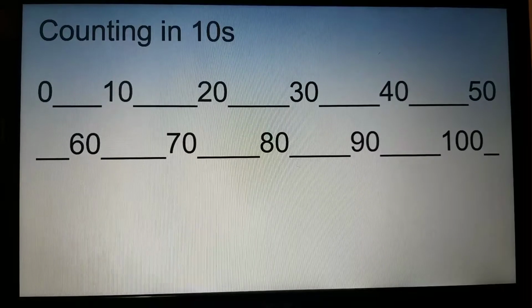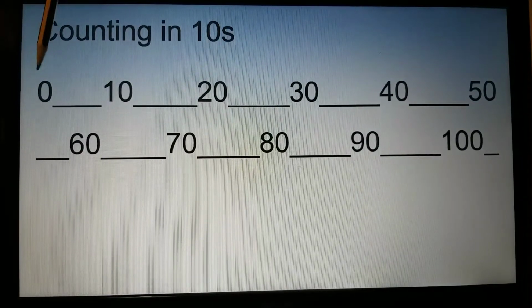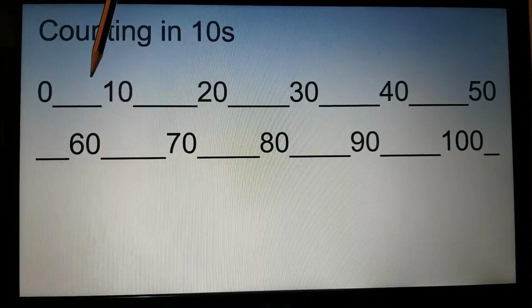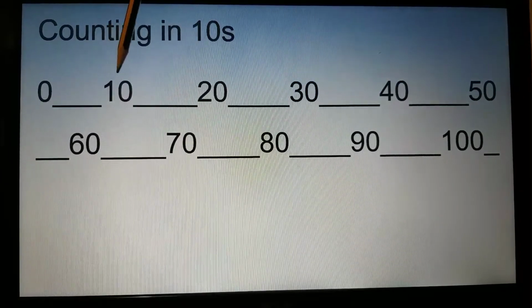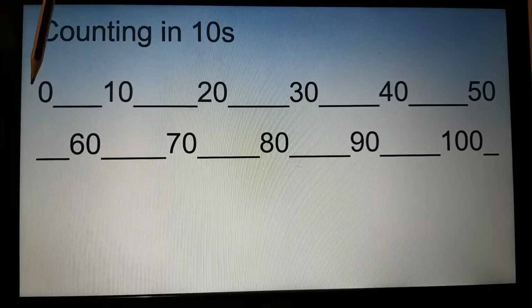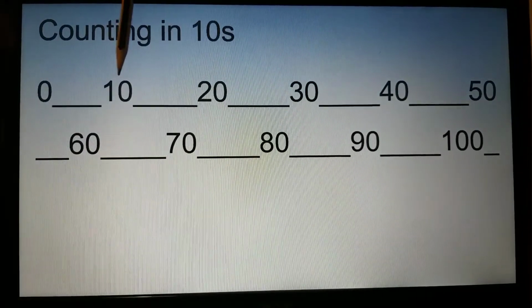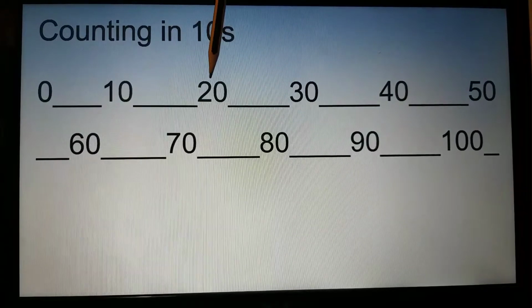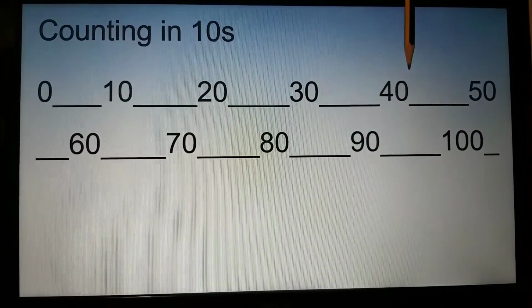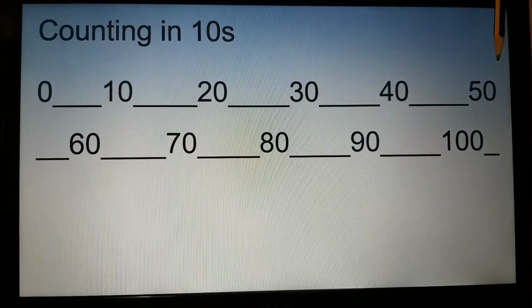Like in this one, we can count in tens. We are skipping all the numbers between 0 and 10. And on this line, we will add 10 each time. So add 10 to 0, 10. Add 1 more 10, 20. 20 add 10, 30. 30 add 10, 40. So we keep moving in tens.